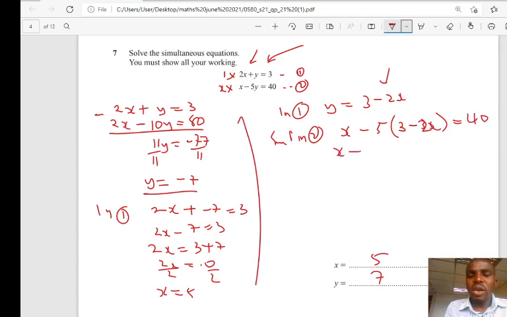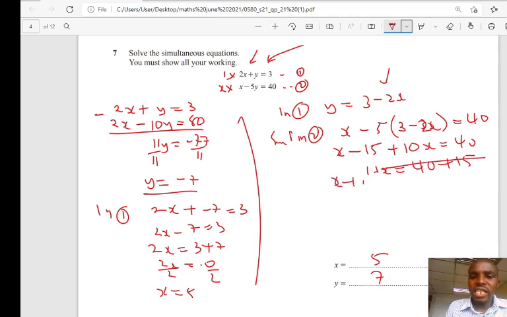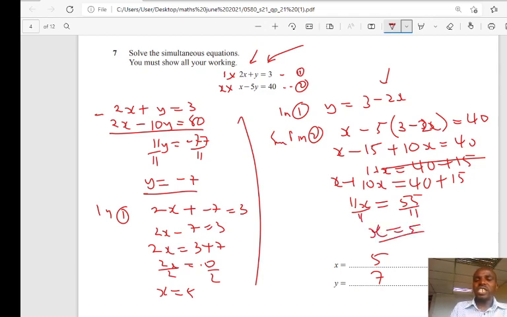Then x minus, remove the bracket, 15 plus 10x is equals to 40. Then x plus 10x is 11x is equals to 40 plus 15, right? Step by step. Let me collect terms first. x plus 10x, someone will get lost here. 40 plus 15, just collecting terms first. x plus 10x is 11x is equals to 55. Then divide by 11, by 11. Still you get x is equals to 5. You still get the same answer.